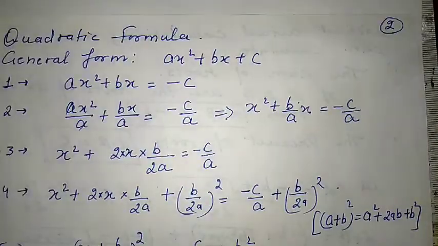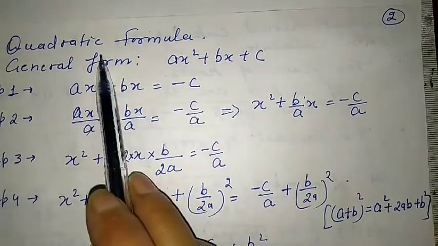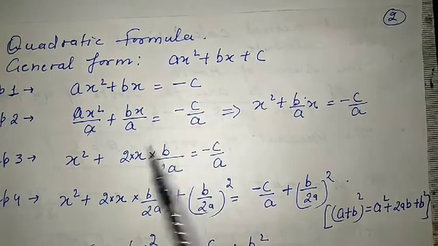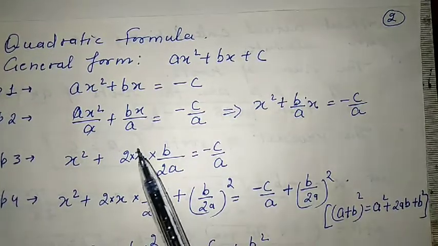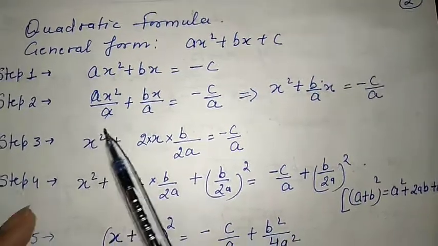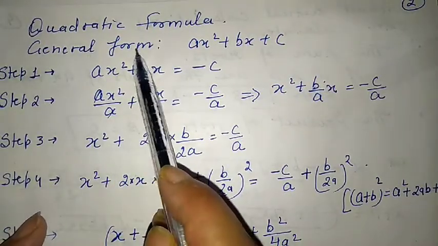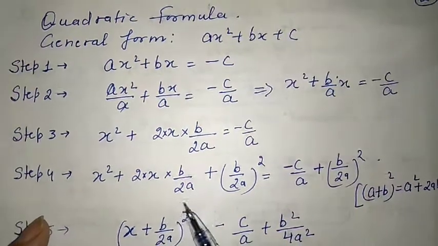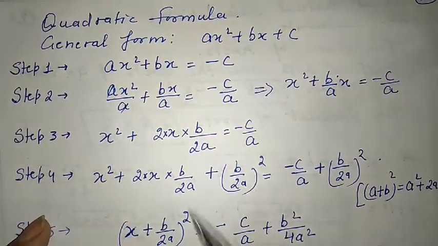The next method is the quadratic formula. Suppose we are not able to find the factors, or it is difficult to find the factors, then we can use the quadratic formula. So the general form of a quadratic equation is ax square plus bx plus c. This is just a look at the derivation of this quadratic formula.